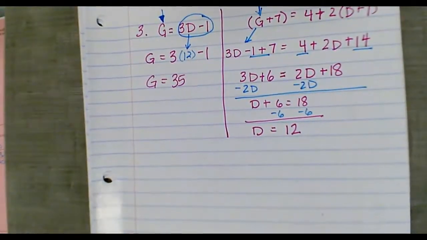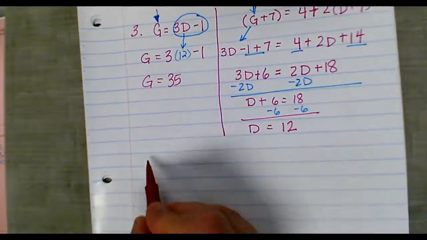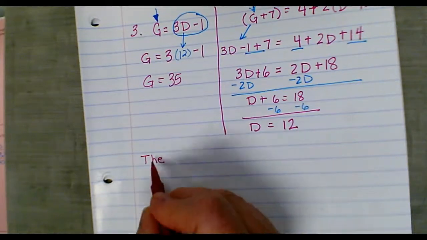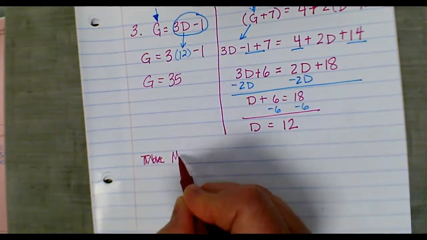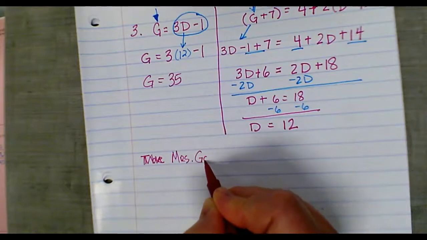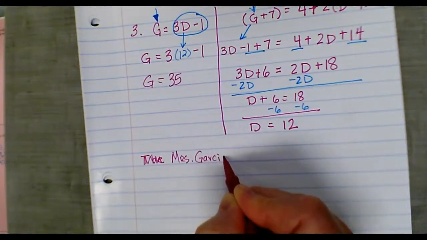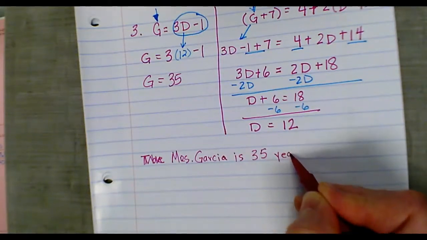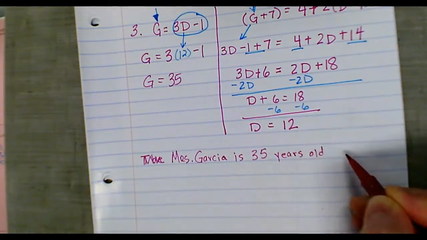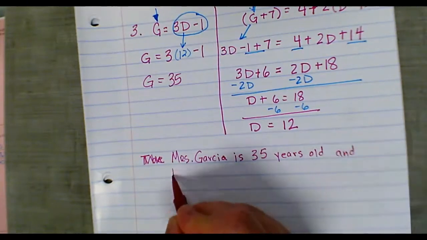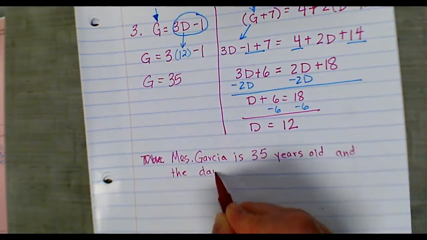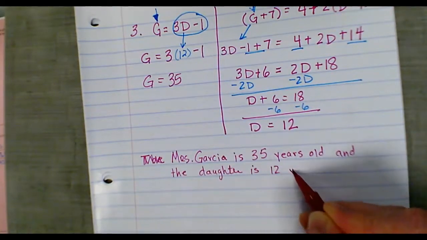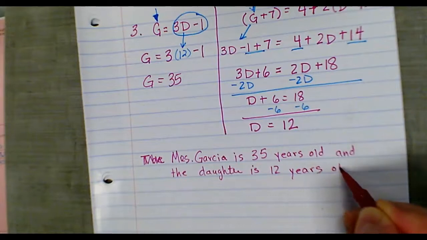Finish the problem by writing the answer in a complete sentence. Mrs. Garcia is 35 years old, and the daughter is 12 years old.